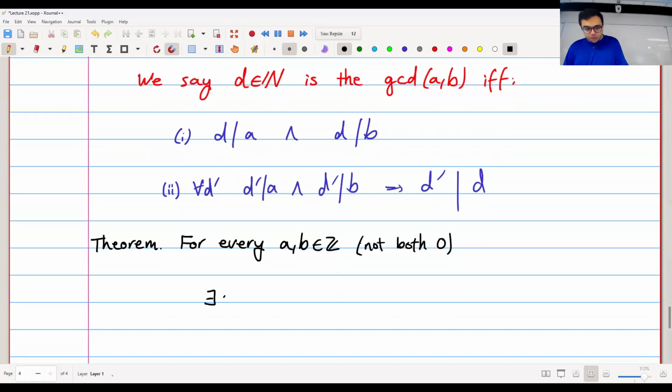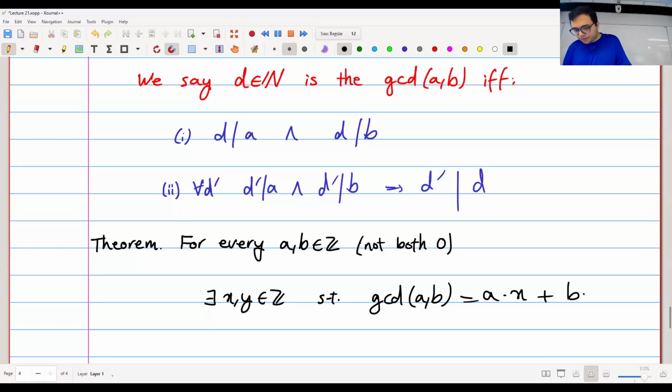I want to say there exist two numbers X and Y such that the GCD of A and B is AX plus BY. So this is what I want to prove. I'm not only claiming that the GCD exists, I'm even claiming that the GCD can be written as a linear combination of the two numbers, A and B. So I can multiply A by something, let's call it X, and then I can multiply B by something else, and I can add them together, and that's going to give me the GCD.